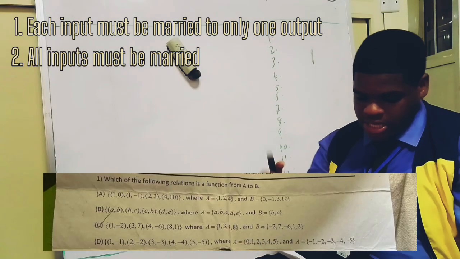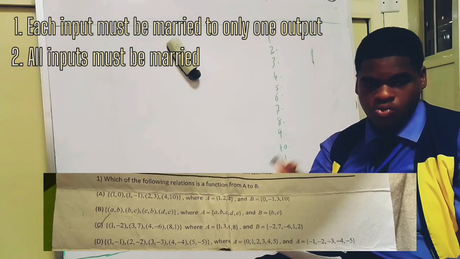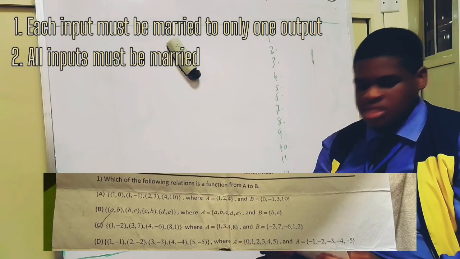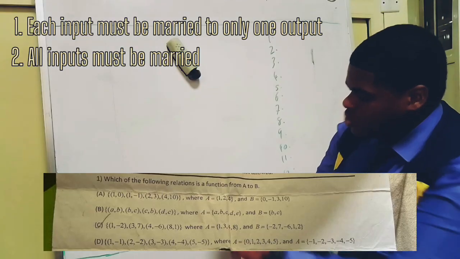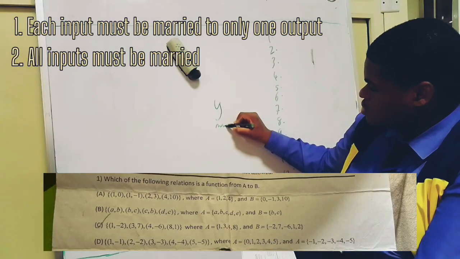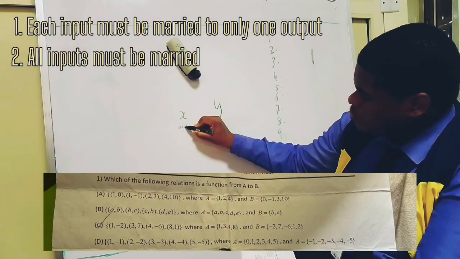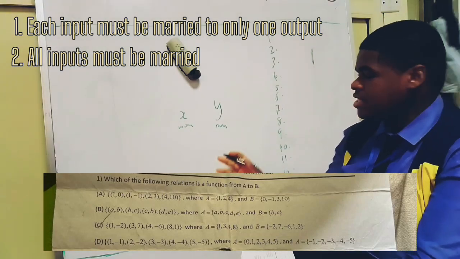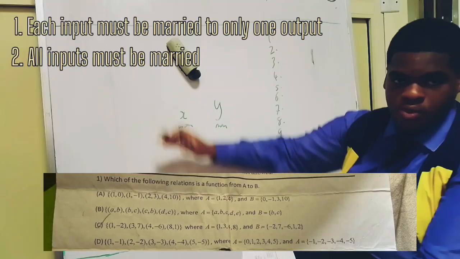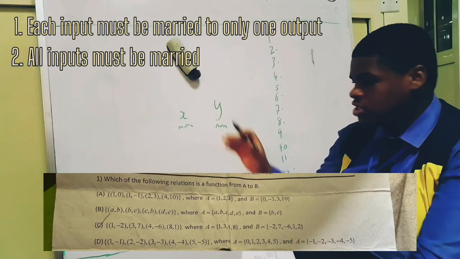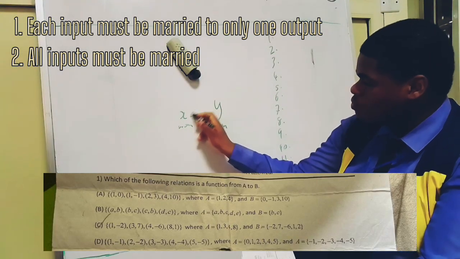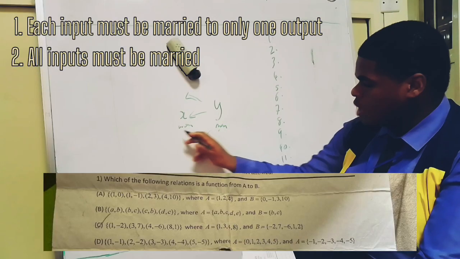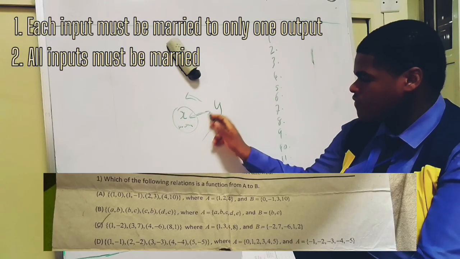I saw somebody explain this well on TikTok. The girl said you should take Y as a man and X as the woman. Now this is the wrong way of putting it, but what I can say here is that a man can have multiple women, but a woman should only have one man. Each of the inputs must only have one man.